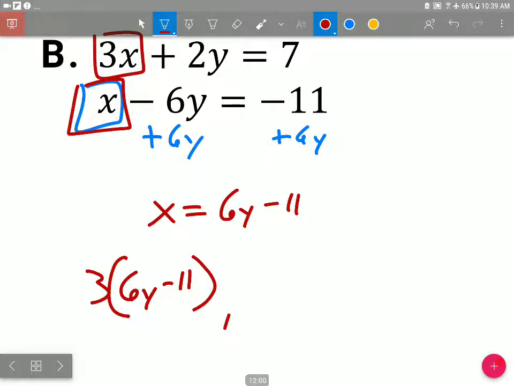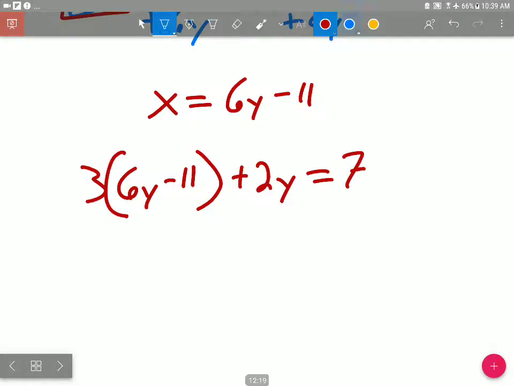We've got positive 2y equals 7. Cool. Anybody have any questions as to how we got that line at all? All right, walk me through. What are we going to do from here? Okay, so instead of a 6y minus 11, what are you going to write? 18y minus 33. Okay, then what?